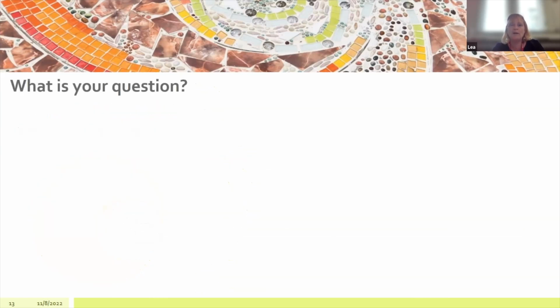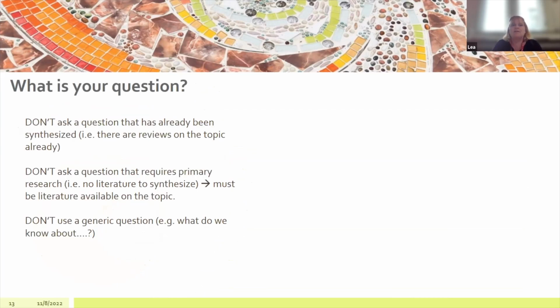So firstly, what is your question? Only a small number or a fairly specific range of questions are suitable to evidence synthesis. If a question has already been synthesized in the literature, if there's already a really good review, well, then that's not suitable to be redone, unless the review was quite some time ago and you're updating it or asking a different question. Some really exciting questions simply need primary literature to answer them. So there has to be literature to synthesize. This is quite a common mistake, to try and do a review of literature where there's just no answer and we need primary research on it.